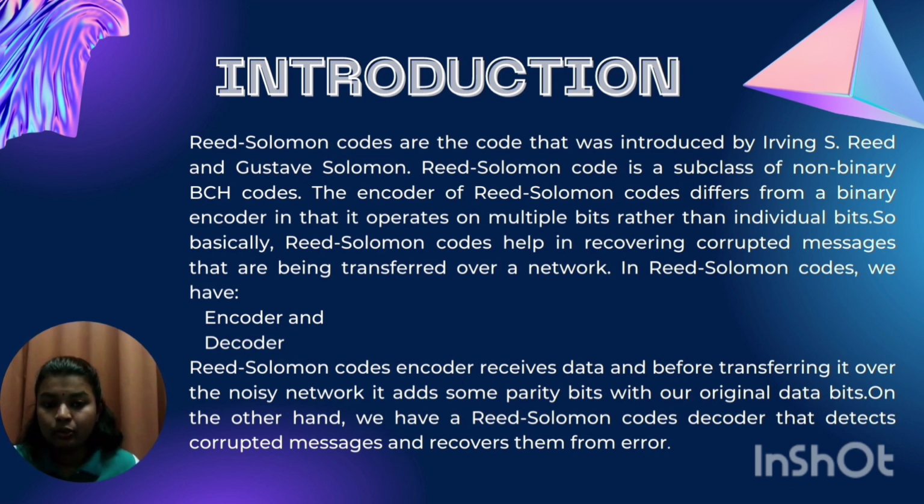In Reed-Solomon codes, we have an encoder and a decoder. The Reed-Solomon encoder receives data, and before transferring it over the noisy network, it adds some parity bits to our original data bits. On the other hand, we have a Reed-Solomon decoder that detects messages and recovers them from error.